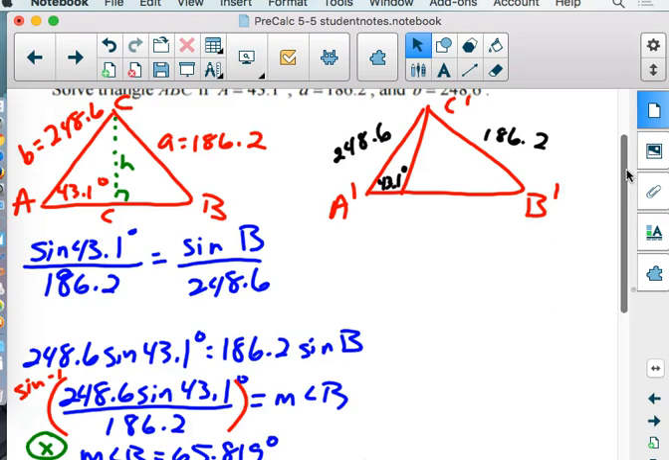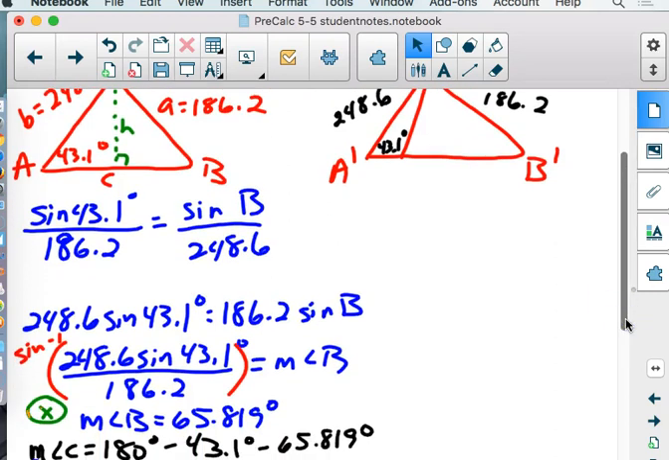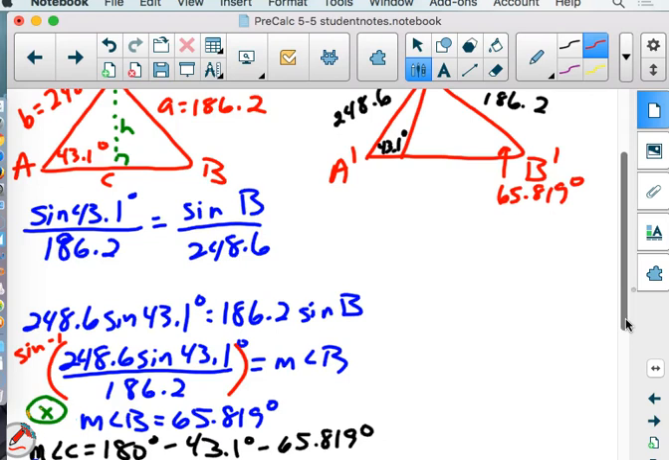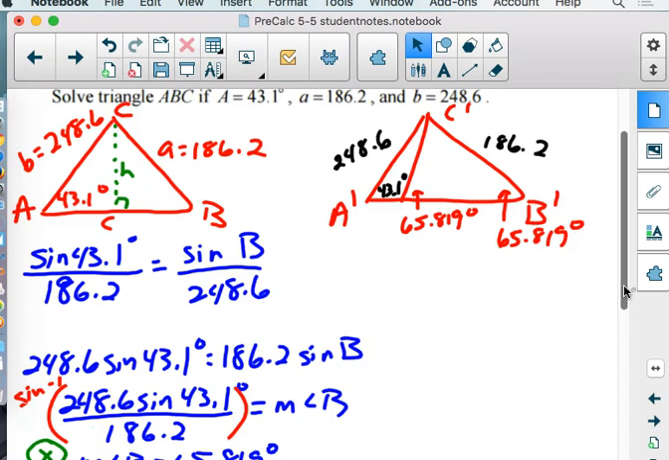Alrighty, well, we found B, right? And we stored it. We need that because we need to know what this was. So our measure of angle B, where did we do that down here? That was our 65.819, which we stored in X. That's important because that means this angle is also 65.819. Now, that's going to help me figure out, I should put my B prime up here so we can see that.